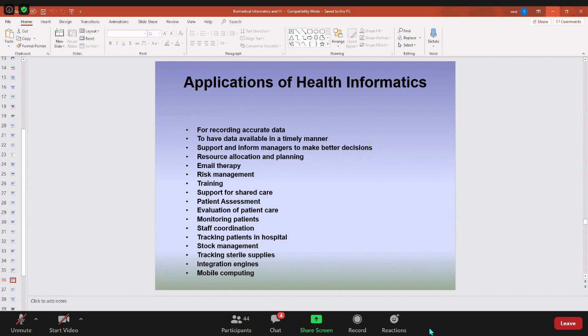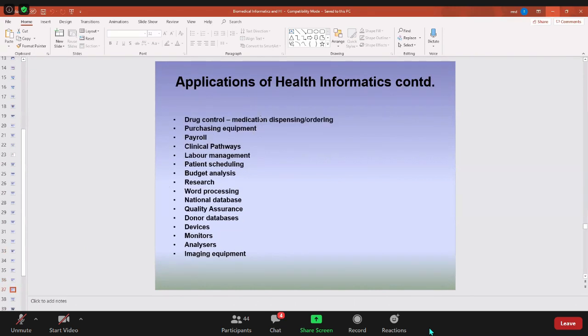Apart from that, they have email and risk assessment, training, patient assessment. All this can be done using health informatics, mobile computing, etc. So you can see the area covered is so expanded, just as I said, not just recording of information. There are also drug control, purchasing equipment, payroll, word processing, devices, monitors, analyzing.